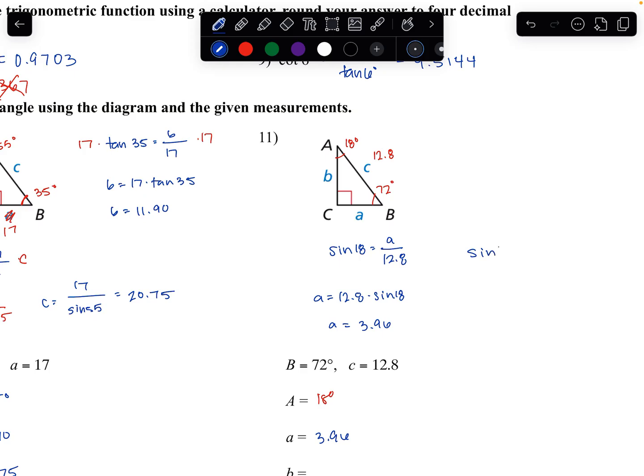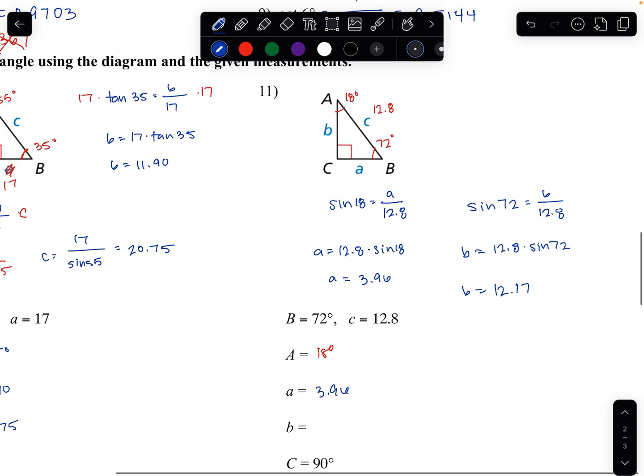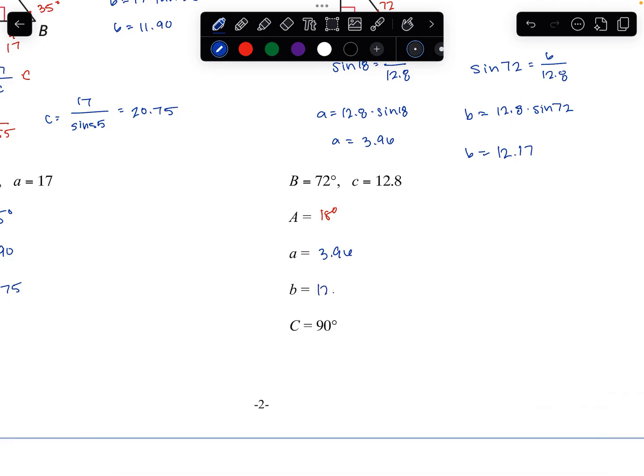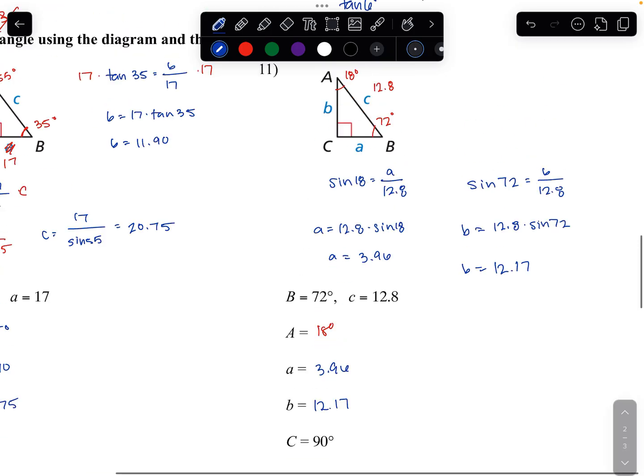So 3.96. Let's say I use sine of 72, and that would give me B over 12.8. So then B would be equal to 12.8 times sine of 72. So 12.8 sine of 72, and I get 12.17.